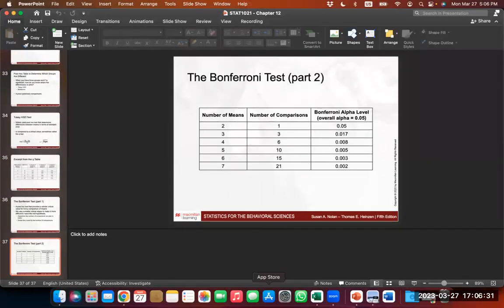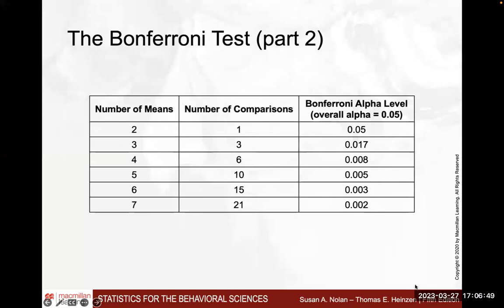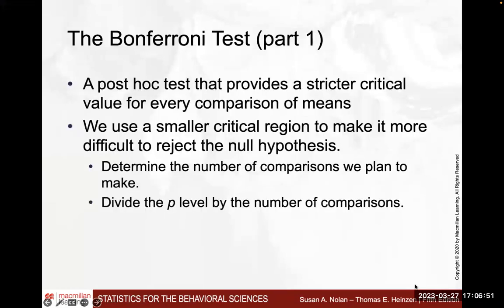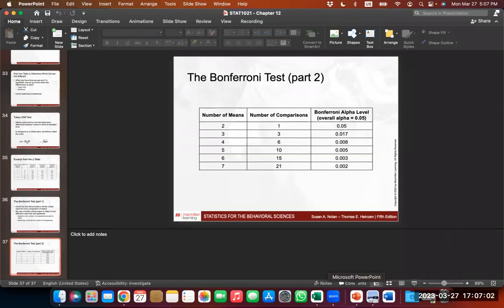Good. So that was between groups. I just quickly wanted to go through the post hoc. Bonferroni, yes. I utilize the table. So the formula is essentially the critical p-value divided by the number of comparisons. Good. Any other questions?